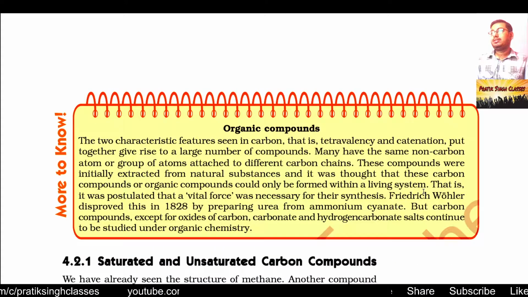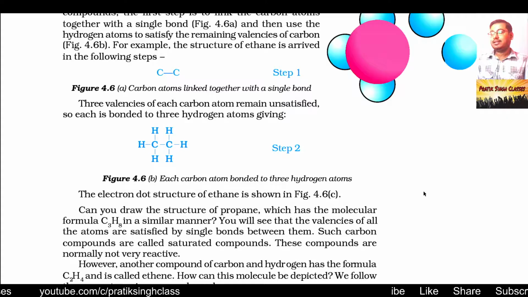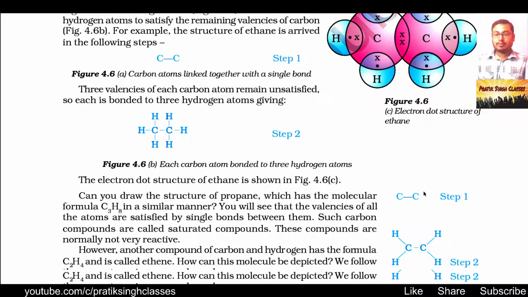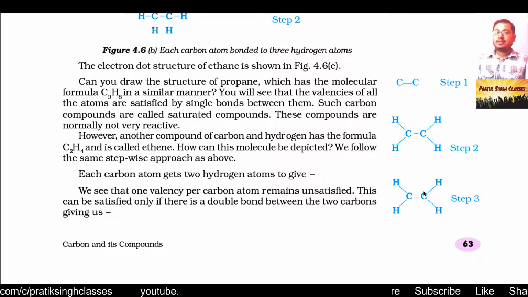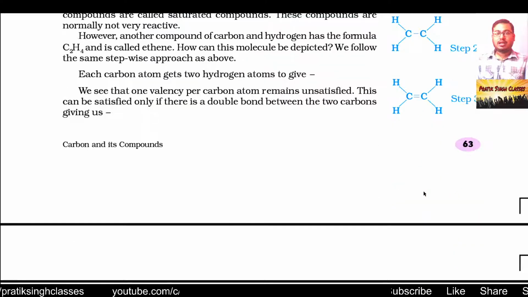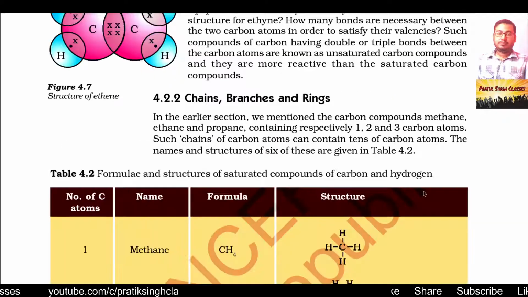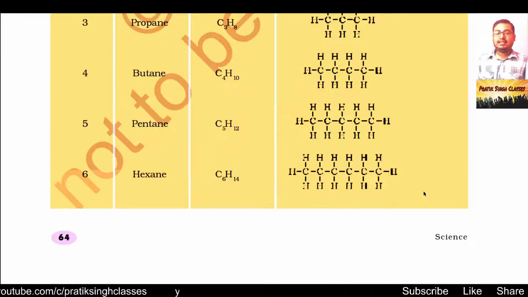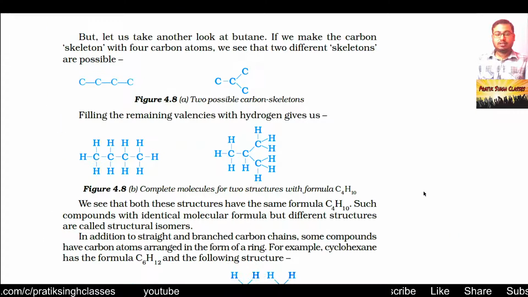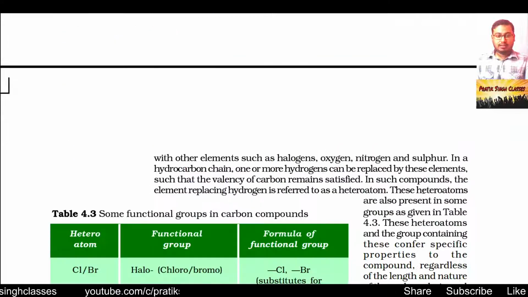Then we saw why carbon is capable of making a huge number of compounds. We saw saturated and unsaturated carbon compounds and the difference between them, carbon-carbon single, double and triple bonds, chains, branches and rings in carbon compounds, and alkane, alkene, alkyne.